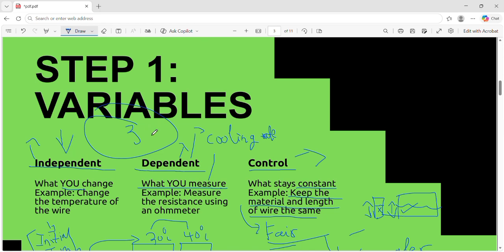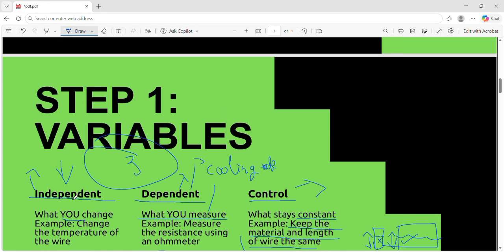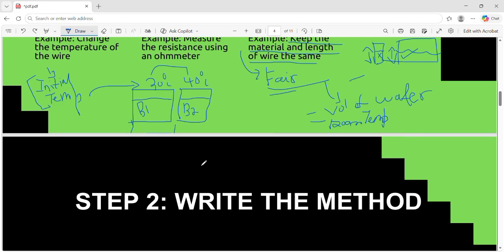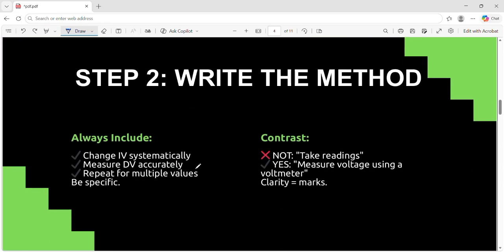Your whole thing is basically what you're figuring out here. If you get your independent, dependent and control wrong, your whole experiment will probably be wrong. I mean, like 99.99% will be wrong. If you identify your independent and dependent correctly, it will most likely be correct, regardless of whether you get control wrong or not. Okay, then step 2, write the method.